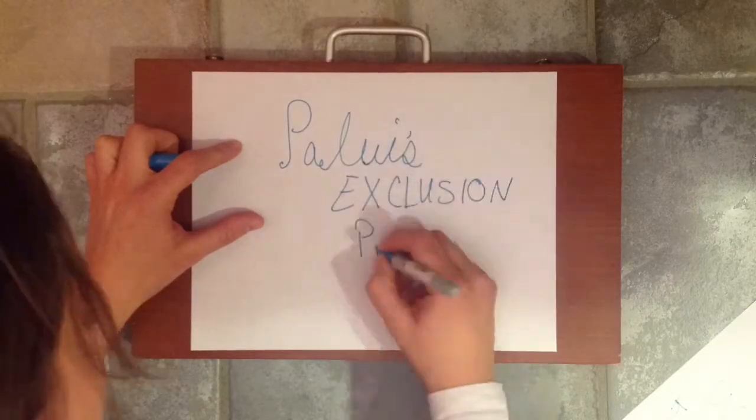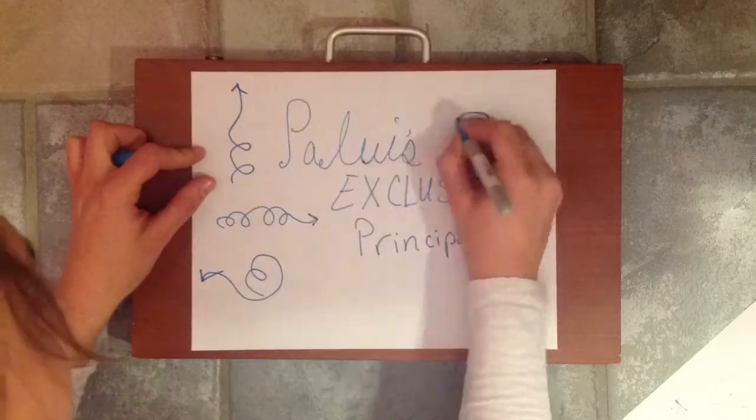Next is Pauli's exclusion principle. The Pauli exclusion principle is the quantum mechanical principle that states that 2 identical fermions cannot occupy the same quantum state simultaneously.